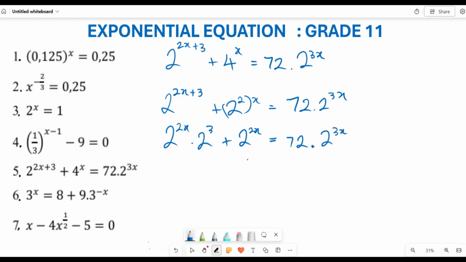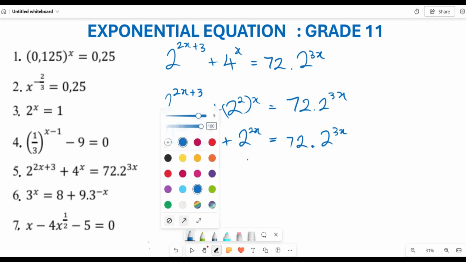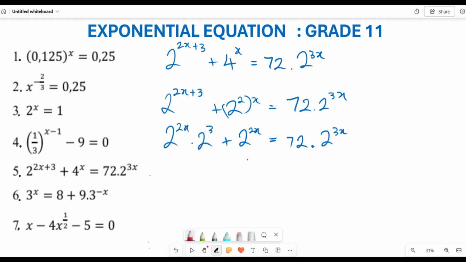Now from here, I want us to take out a common factor. I want you to see that here we have a common factor, right? The common factor is 2 to the power of 2x, and also 2 to the power of 2x, right? So when I say this is 2 to the power of 2x, then when I open my bracket, what am I having here? I'm left with 2 cubed plus 1, because here there is nothing, right? Now this is the same as 72 multiplied by 2 to the power of 3x.